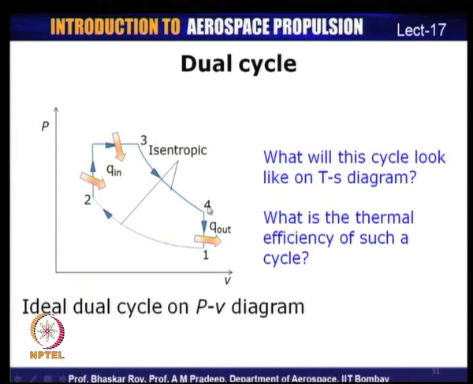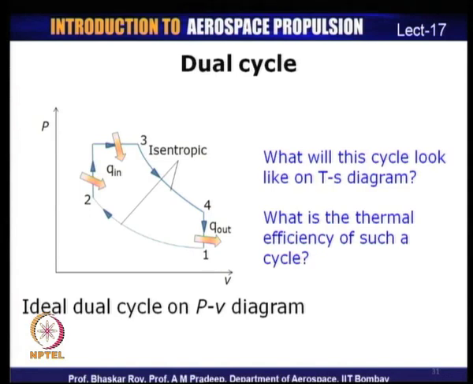Process 3 to 4 is isentropic expansion, and process 4 to 1 is constant volume heat rejection, that is, isochoric heat rejection. I have shown the dual cycle only on a PV diagram here. So, I will leave it as an exercise for you to see how this diagram would look on a TS scale. That is, if you were to plot the dual cycle on a TS diagram, how would it look? Basically, three of the processes remain the same, like the diesel or Otto cycle. The difference is only in the second process, where you have both components, that is, a constant volume part as well as a constant pressure part.